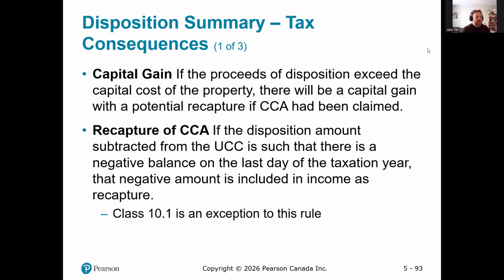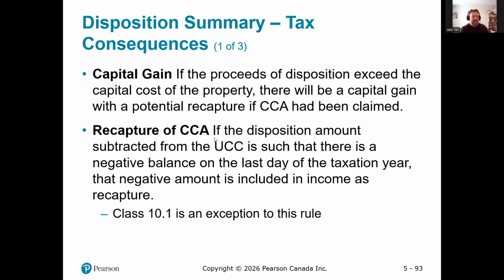So the disposition summary when it comes to tax consequences is: capital gains only occur if the proceeds of disposition exceeded the original capital cost of the property. There will be a capital gain. Since we have to recognize the proceeds between the UCC and the original capital cost, in these situations, there is a potential that we'll have to recognize the recapture if CCA on that property was ever claimed.